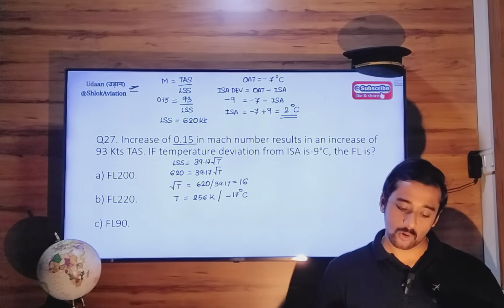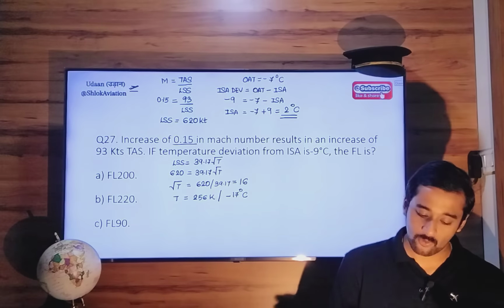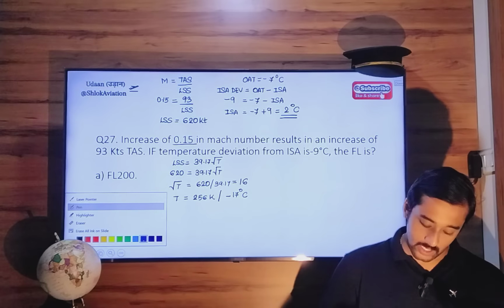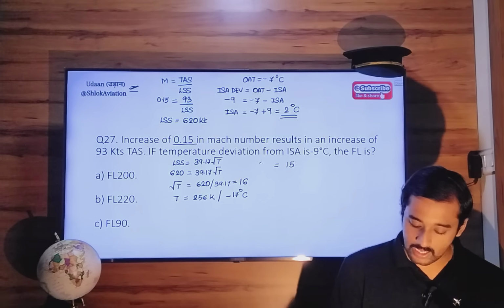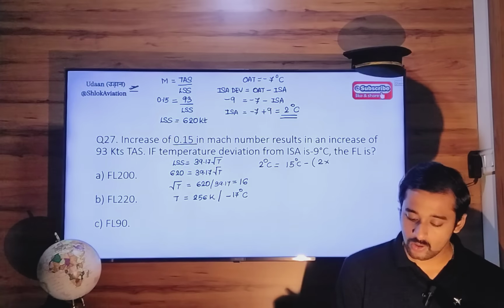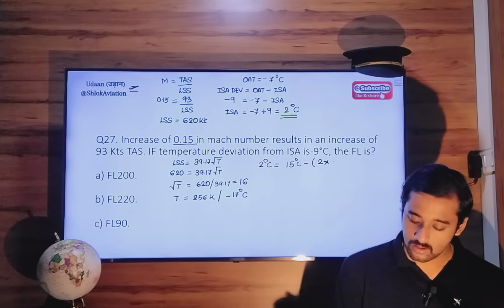You are supposed to find this 2 degrees Celsius at what altitude? You will find 2 degrees Celsius at an altitude of, let's say, 2 degrees Celsius. The formula is 2 into altitude or flight level.